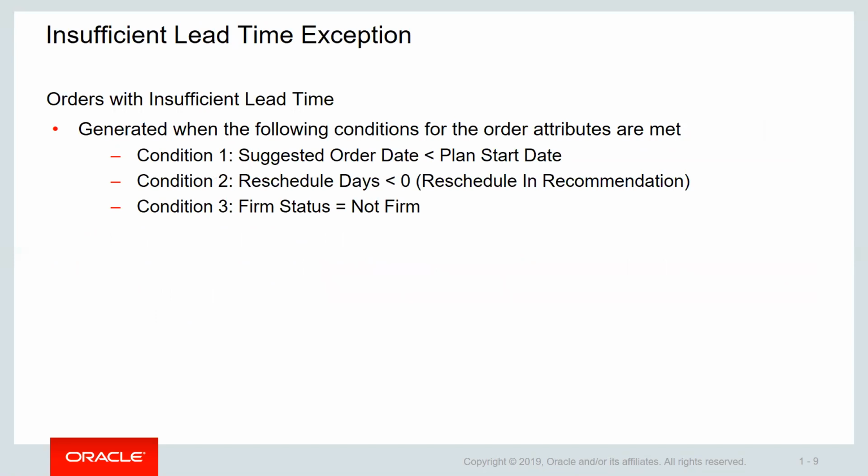The orders with insufficient lead time is generated for the order attributes when the suggested order date is earlier than the planned start date, and the rescheduled days is negative, and the firm status is not firm.